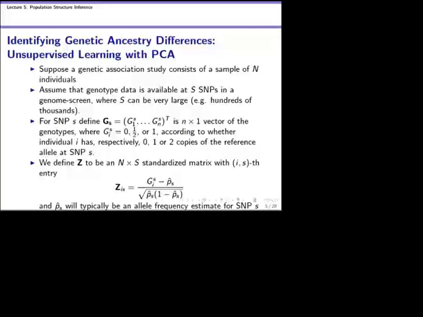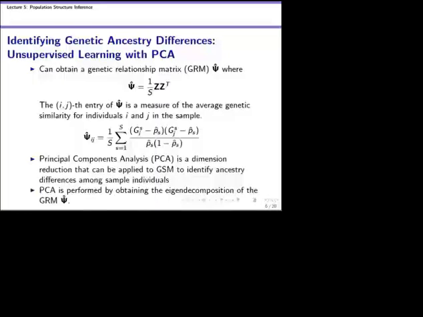So the idea is you define a matrix, okay, that's essentially for each individual at each marker, you standardize this individual's genotypic value. So you subtract the mean value, which is going to be the allele frequency, and you divide it by the square root of p times 1 minus p. So this Z matrix essentially is a standardized genotype score for individual i at SNP s. Okay, so for each individual, we center it, and then we standardize it.